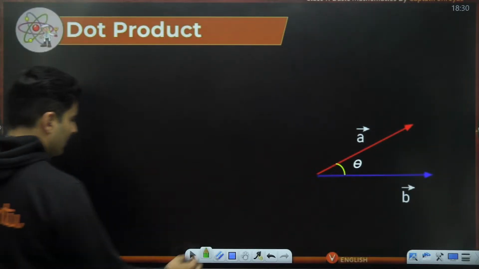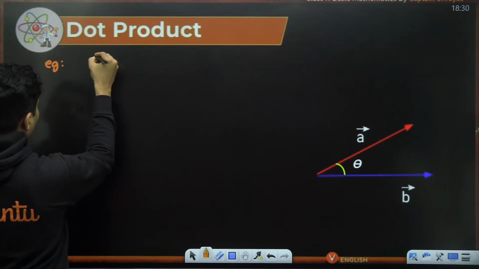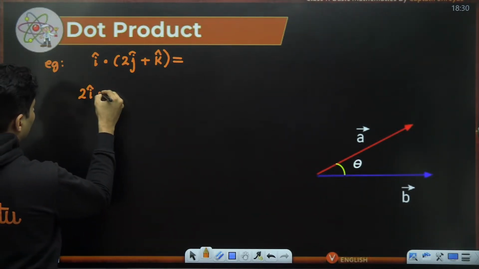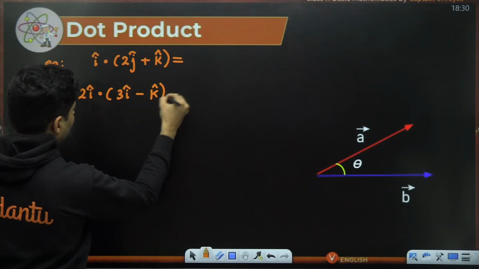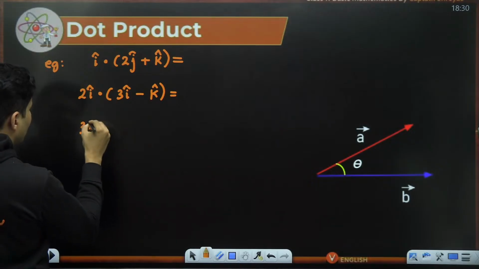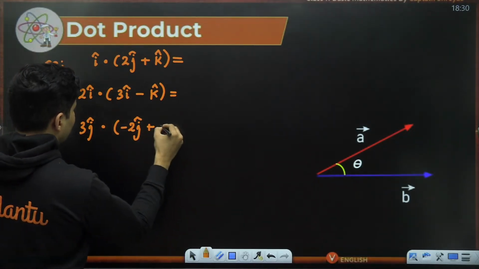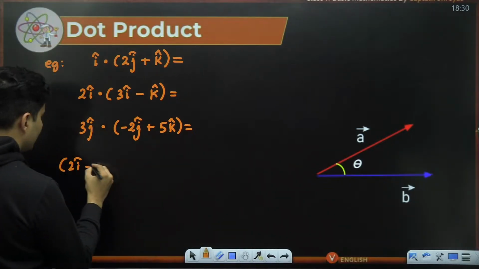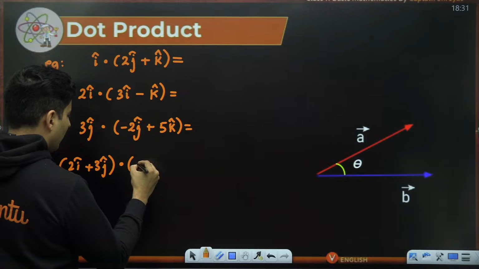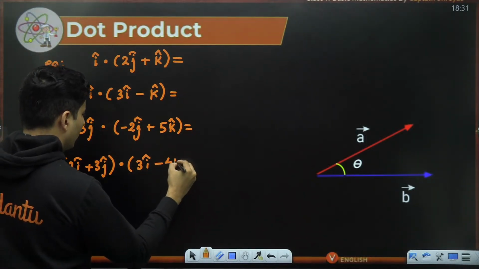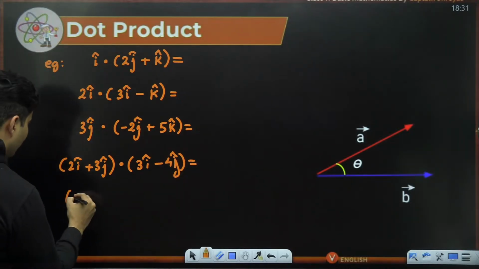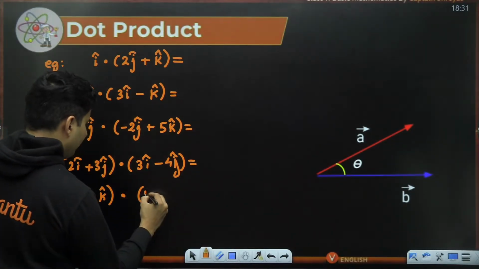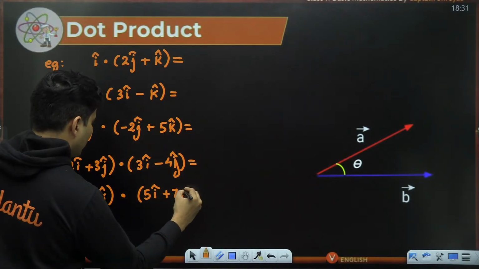Sir, what if it is slightly more complicated? Yes, why not? Let's take more examples. Say it is I cap dot 2 j cap plus k cap. Then what is the answer? Let's say it is 2 I cap dot 3 I cap minus k cap. Then what is the answer? Let's say it is 3 j cap dot minus 2 j cap plus 5 k cap. Then what is the answer? What if it is 2 I cap plus 3 j cap dot producted with 3 I cap minus 4 j cap? Then what is the answer? What if it is minus I cap plus k cap dot producted with 5 I cap plus 7 j cap? Then what is the answer?